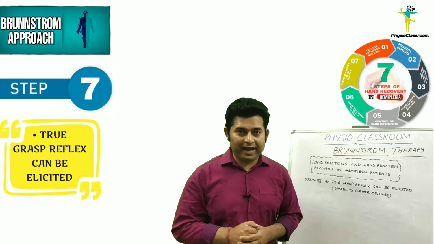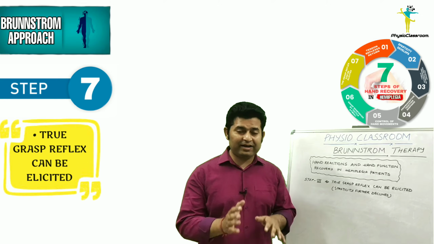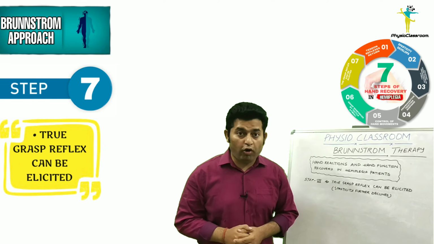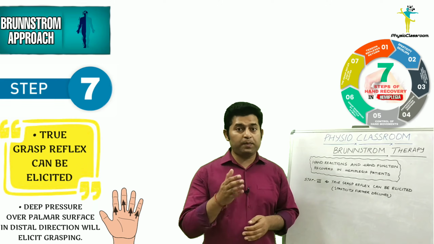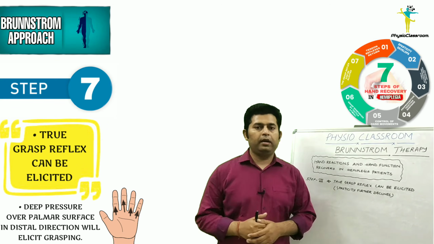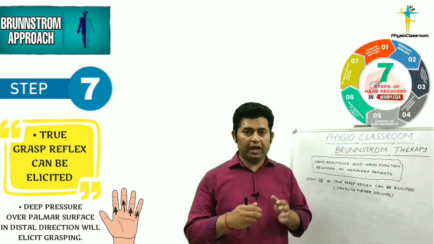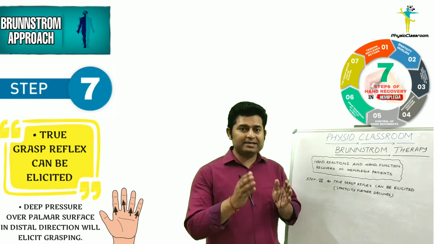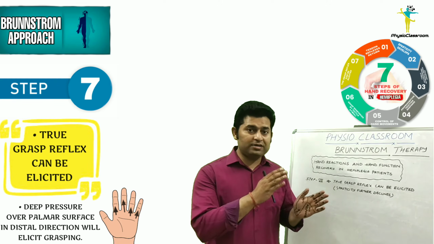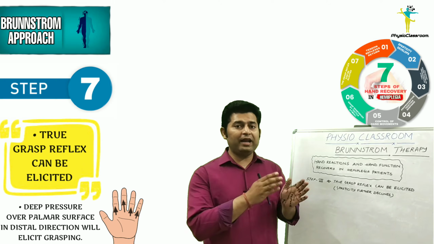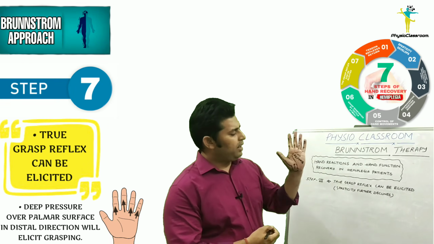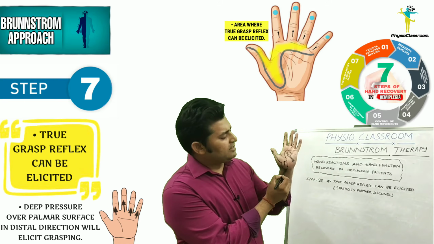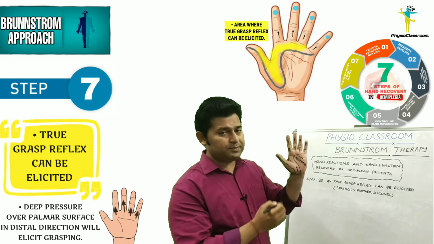Step 7 in the hand function restoration is characterized by elicitation of the true grasp reflex. In this phase, the spasticity further declines. A true grasp reflex can be elicited by a distally moving deep pressure stimuli over certain areas of the hemiplegic hand. So like you can see here, I have drawn the area that is responsive to a true grasp reflex.